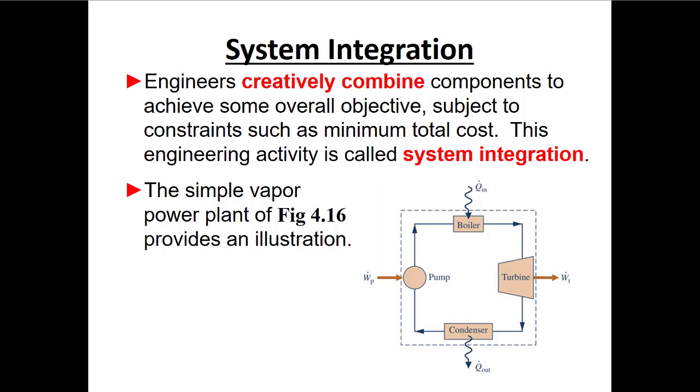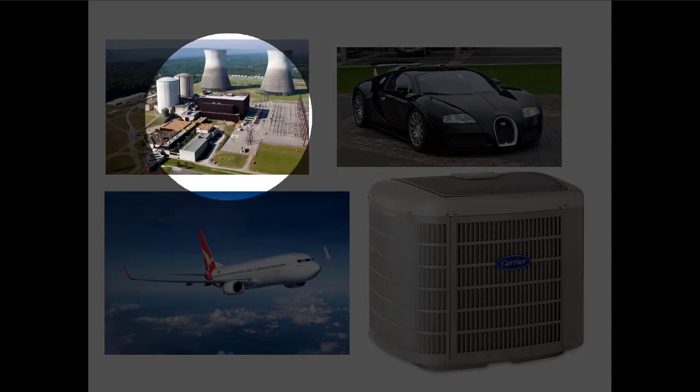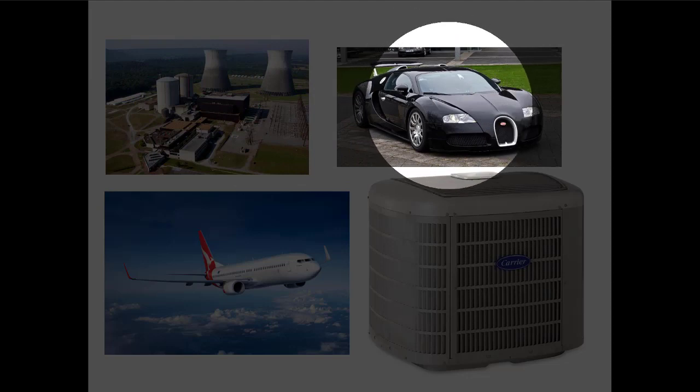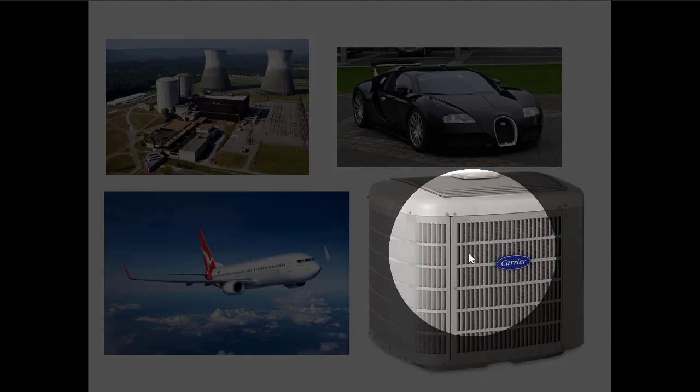So what we're trying to do is integrate a bunch of individual components into a big system. If we can learn how to do that, and as we do this through the course, we're going to learn about nuclear power plants, or maybe coal power plants. I'm not sure which this is a picture of. We're going to learn about automobiles. We're going to learn how jet engines work. And we're going to learn how air conditioners work.